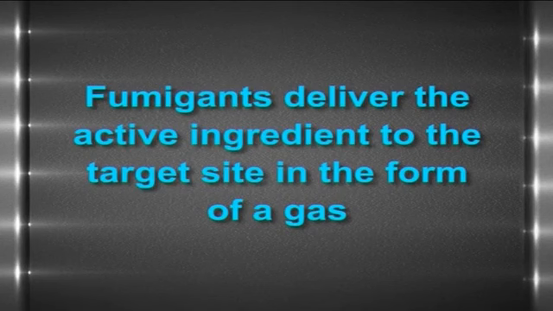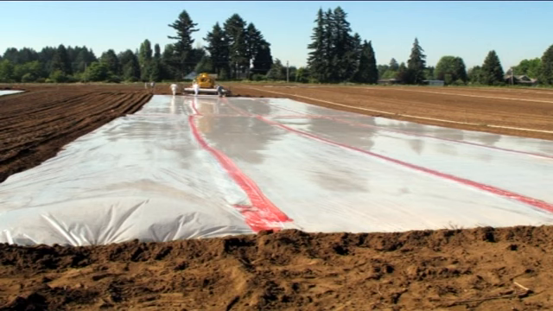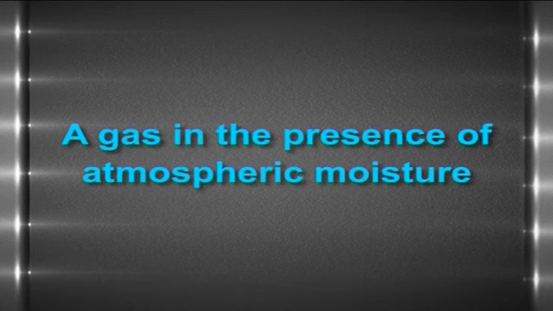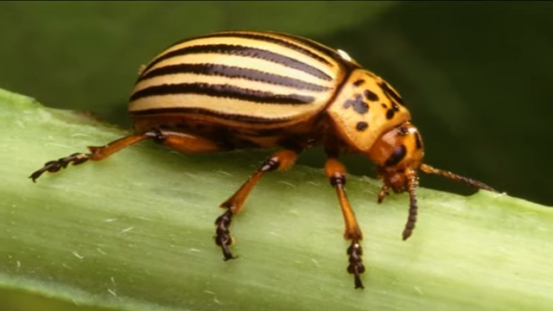Fumigants deliver the active ingredient to the target site in the form of a gas. Some fumigants are solids that turn into a gas in the presence of atmospheric moisture. Others are liquids under pressure that vaporize when the pressure is released. They can be used to treat objects, structures, grain and even soil for pest insects and other vermin. Fumigants are among the most hazardous pesticide products to use due to their inhalation danger.